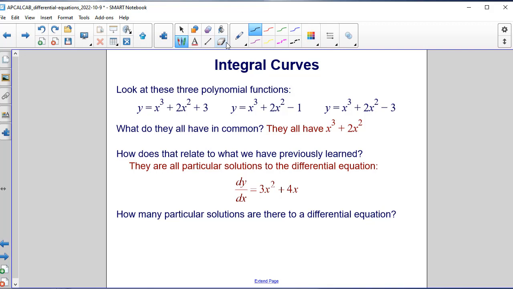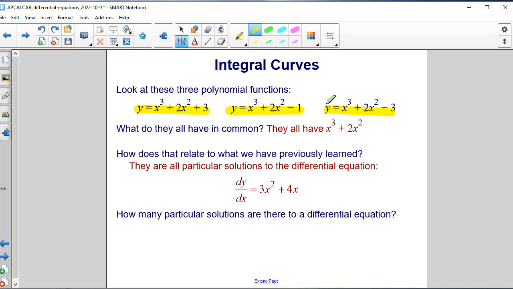Let's analyze that a little bit further. So our first equation, if I differentiate y is equal to x cubed plus 2x squared plus 3, I'm going to get dy dx is equal to 3x squared plus 4x. If I differentiate our second equation, y is equal to x cubed plus 2x squared minus 1, I'll get the same differential equation. Likewise, if I differentiate our third equation, y is equal to x cubed plus 2x squared minus 3, I will still get the same differential equation. dy dx is equal to 3x squared plus 4x.